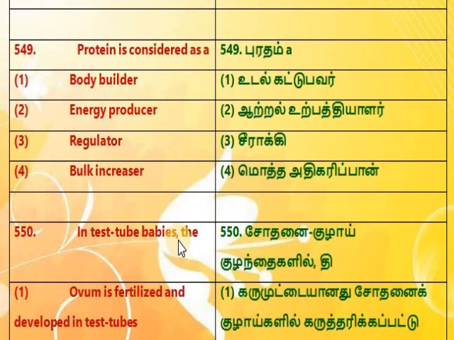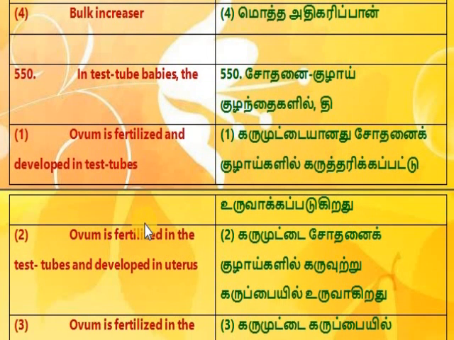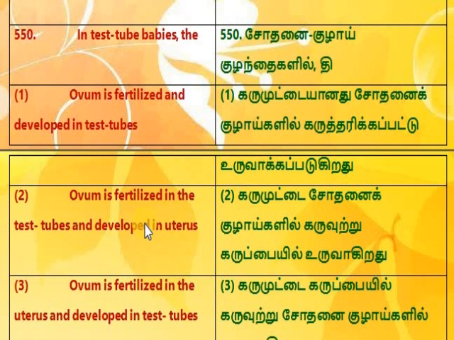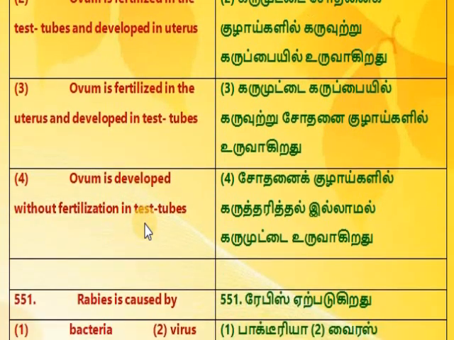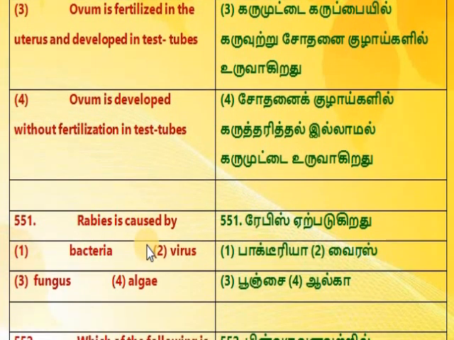549. Protein is considered as a 1. Bodybuilder. 2. Energy producer. 3. Regulator. 4. Bulk increaser. 550. In test tube babies, the 1. Ovum is fertilized and developed in test tubes. 2. Ovum is fertilized in the test tubes and developed in uterus. 3. Ovum is fertilized in the uterus and developed in test tubes. 4. Ovum is developed without fertilization in test tubes.